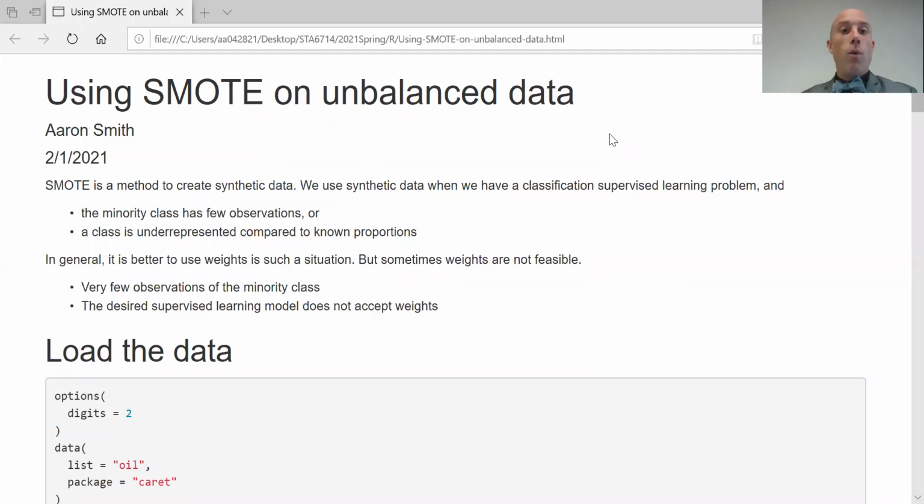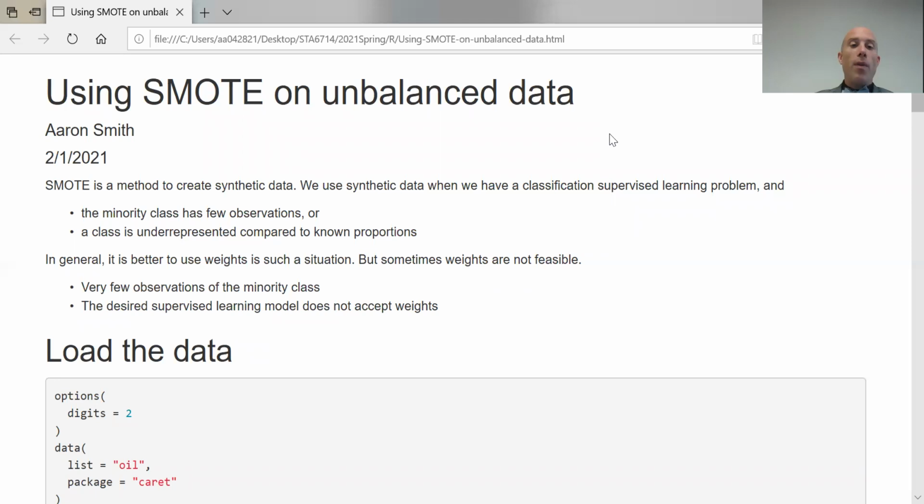Hi, in this video, we want to take a look at using SMOTE to deal with unbalanced data. Okay, so here's the idea. If I have a classification problem, I'm doing supervised learning, my target variable is categorical, and it ends up that I don't have the sample distribution of the target variable that I need. What can I do about it?